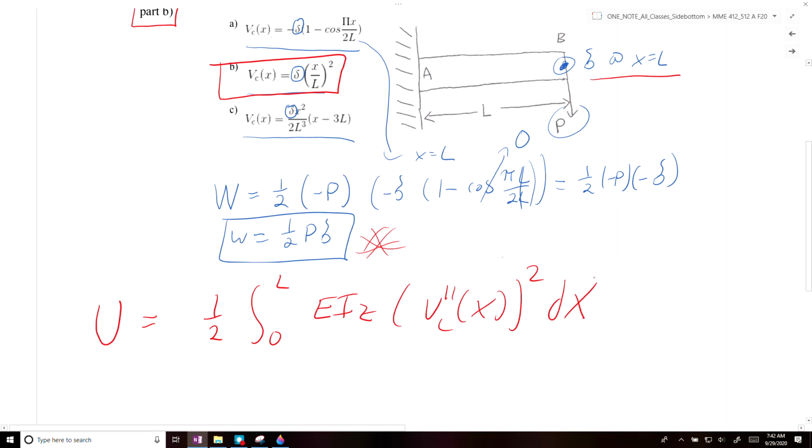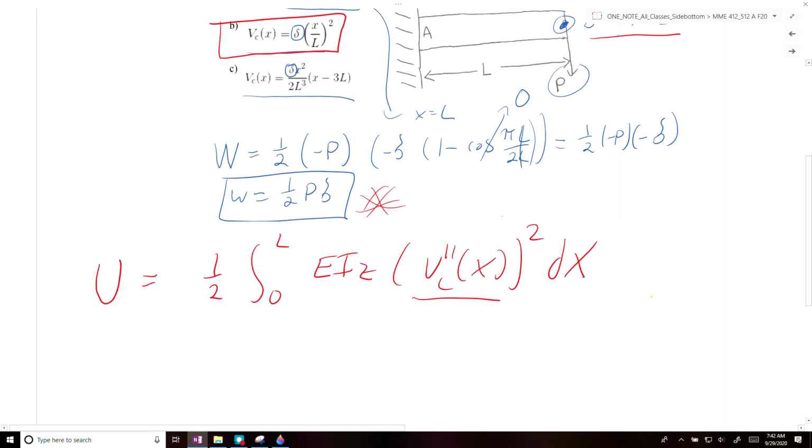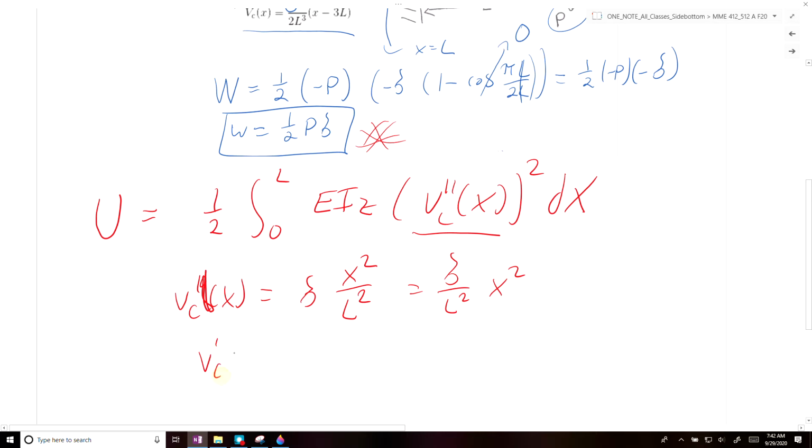Okay, so if we do all that, we need to first determine the derivative of vc of x, and then the second derivative of vc of x with respect to x. So let's rewrite vc of x first. vc of x is equal to delta x squared over L squared. So it's really delta over L squared times x squared. So we take the derivative of vc of x with respect to x, and we'll get delta over L squared times 2x.